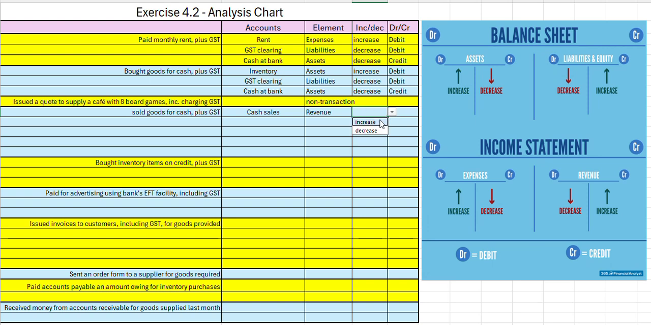So our revenue is going up. That's going to increase our profit, which will increase the owner's residual claims on the assets. So that will be a credit entry.